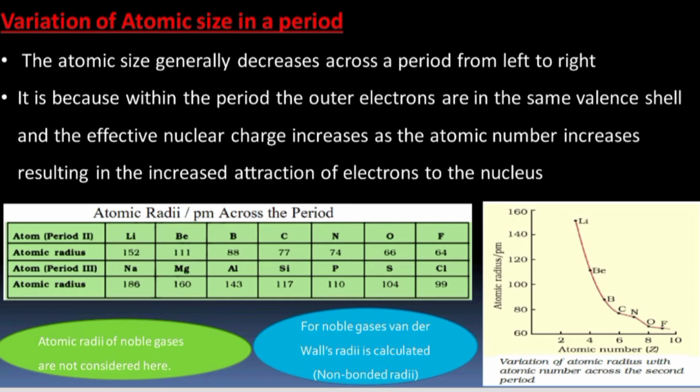Let us see here. If we see lithium, it's 152, then beryllium it is 111, boron 88, carbon 77, nitrogen 74, oxygen here it is 66, and fluorine is here 64. So, the atomic radius decreases, that is due to increased attraction of electrons to the nucleus. Atomic radii of noble gases are not considered here. For noble gases, van der Waals radii are calculated.